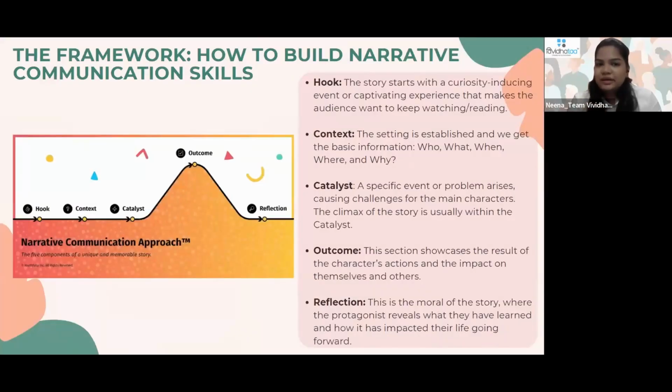How to build narrative communication skills. The STAR method was how to answer a question, but how to build a story. There are 5 points. First is hook, context, catalyst, outcome, and reflection.